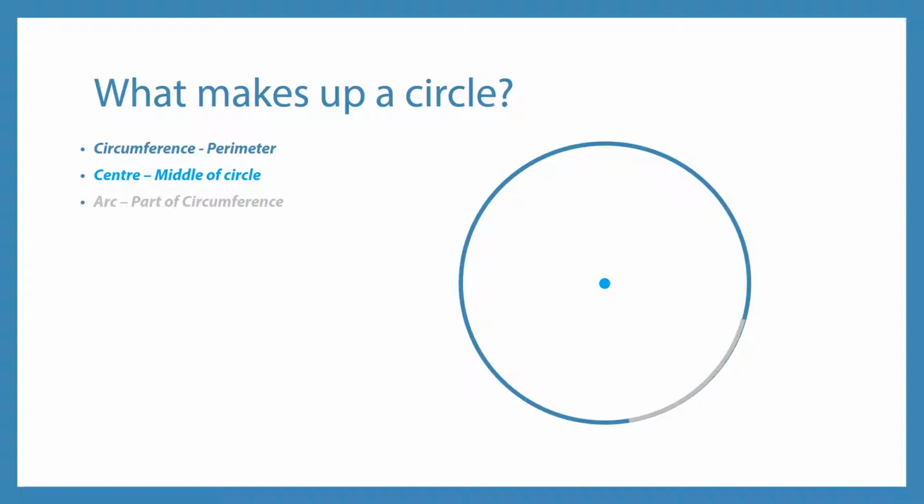Next is an arc, and it's a bit difficult to see here, but the arc is between these two green lines. Now, an arc is just a part of a circumference. So it's going to be a part of that circular curve, but not the whole thing.